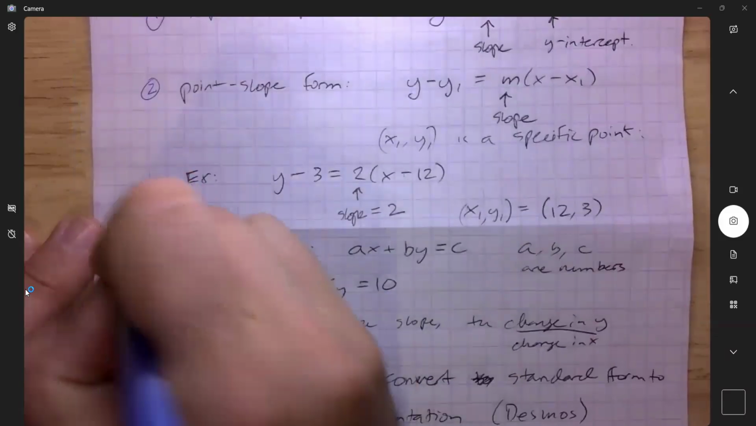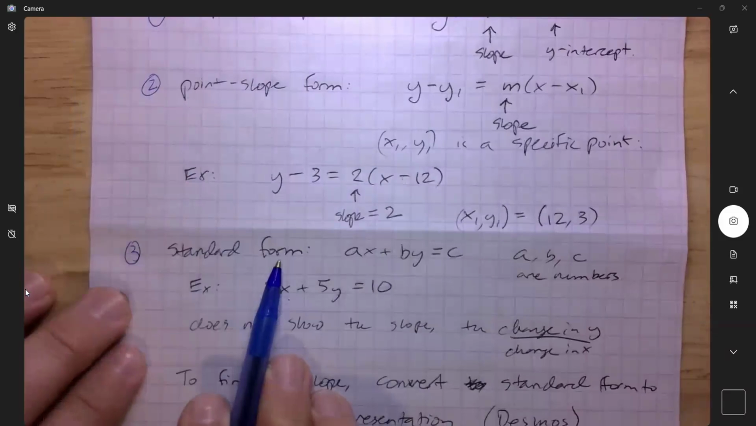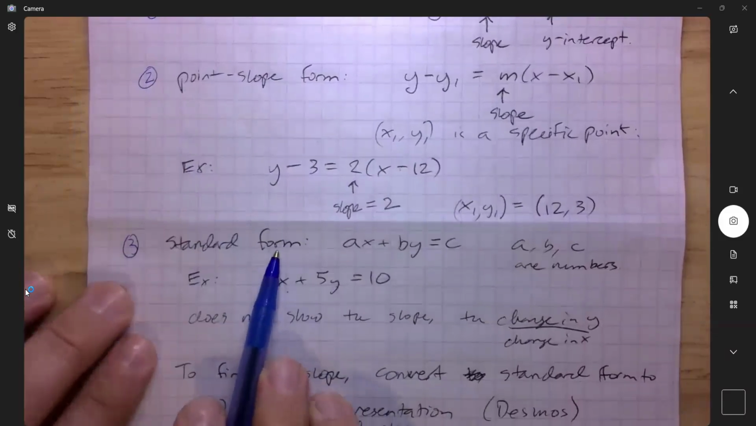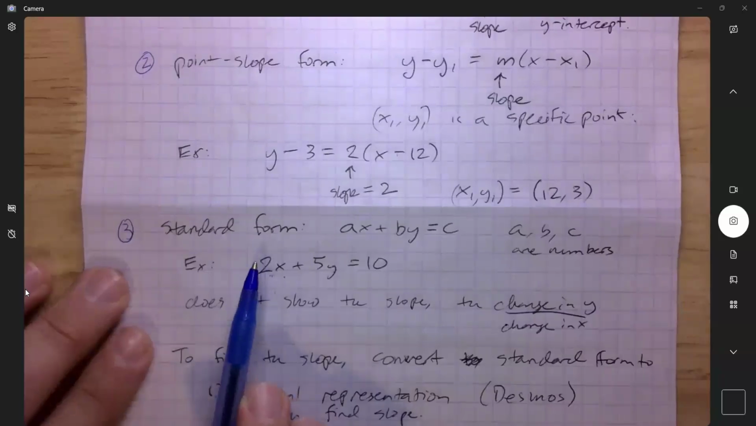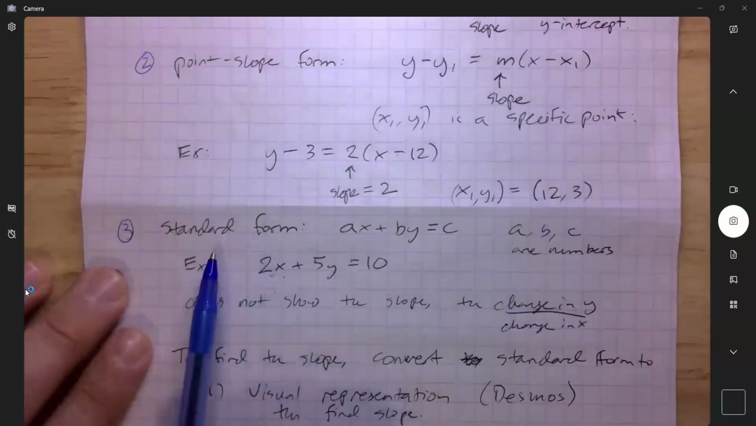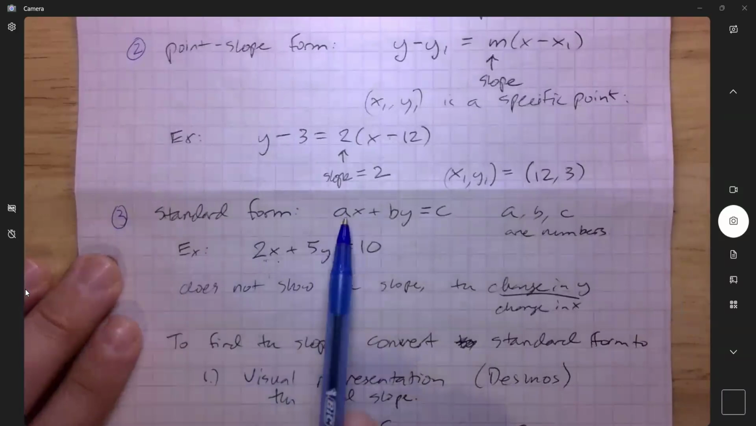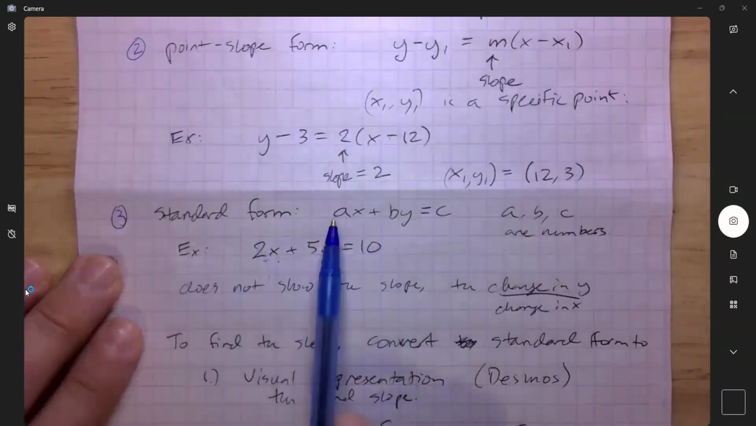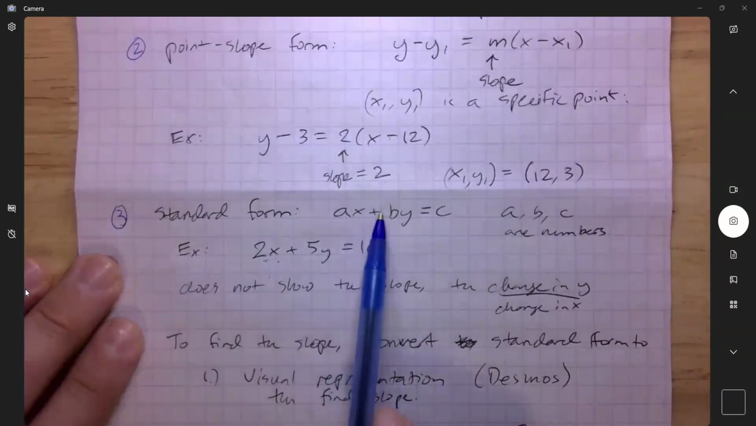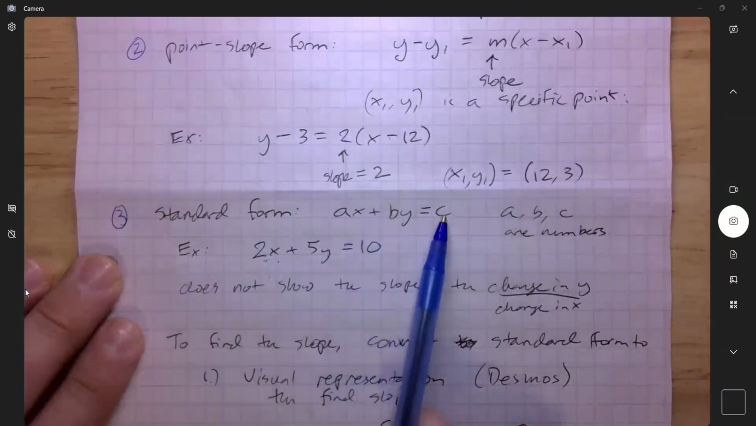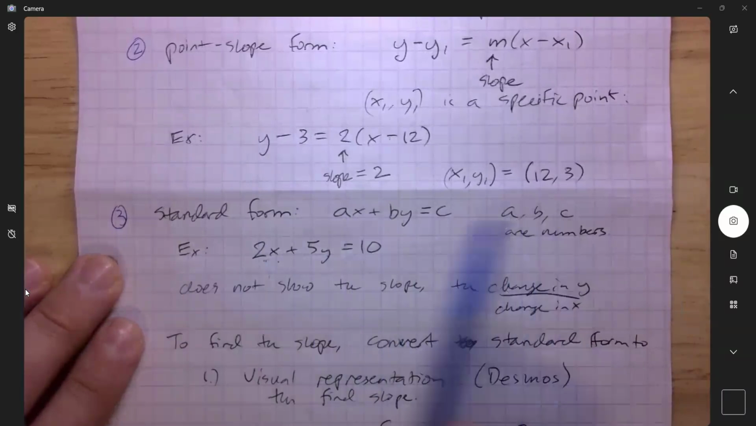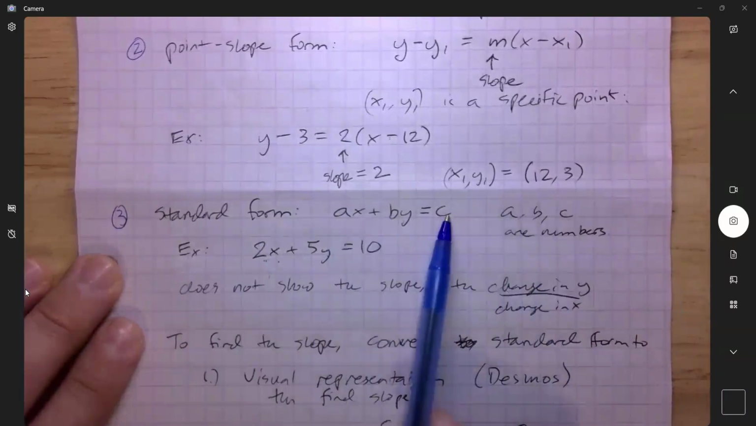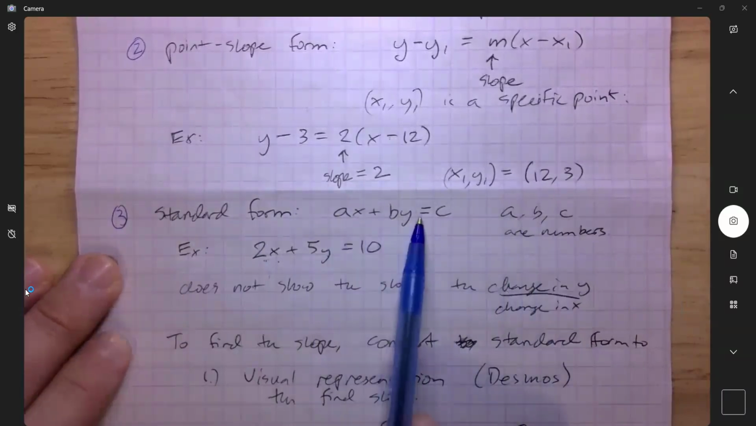The third form is called standard form. This one tends to come out of verbal questions, very specific verbal questions, and we'll study those later. But right now, I just want to show you what the form looks like. In general, it's a times x plus b times y equals c. A, b, and c are all numbers. X and y are the variables.